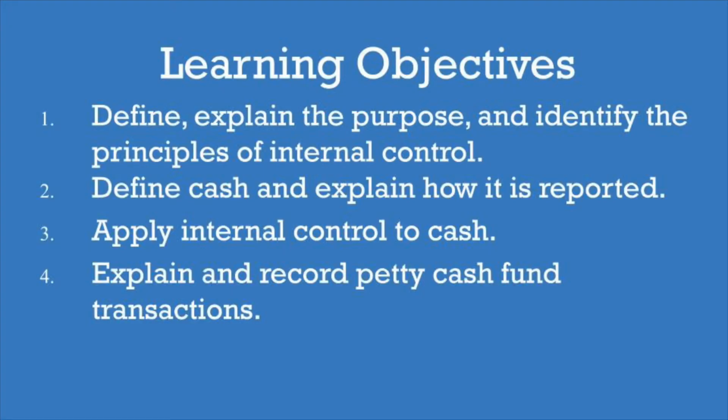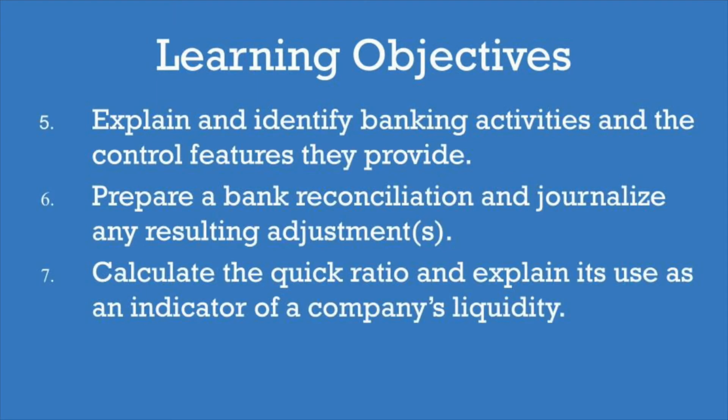First of all, we're going to define and explain the purpose and identify the principles of internal control. We're going to define cash and explain how it's reported. We're going to apply internal control of cash principles. We're going to explain and record petty cash fund transactions, which is important and common in most organizations. We're going to explain and identify banking activities and the control features that they provide business. And we're going to prepare a bank reconciliation, which is an important topic for all students to know how to do. And we're going to journalize the resulting adjustments. We're going to calculate, finally, the quick ratio and explain its use as an indicator of the company's liquidity.